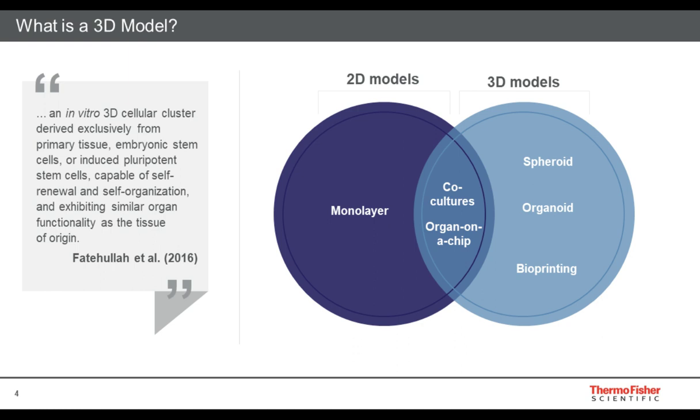And somewhere in between the two are various co-culture models, as well as the microphysiological systems or organ-on-a-chip type approaches, which in some instances may appear more like 3D cell models. In other instances, they're a little bit more like tissue engineering of a 2D monolayer. But regardless, these all represent some of the different flavors of 3D cell models that are growing in popularity.